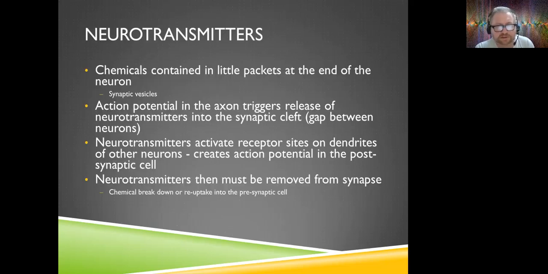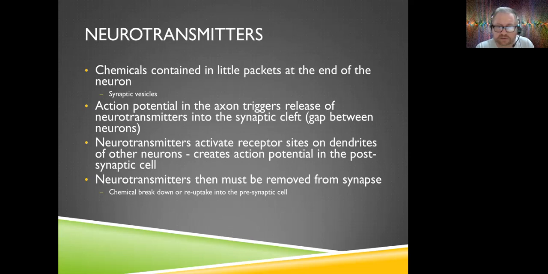So neurotransmitters as described here are chemicals that are contained in little packets called synaptic vesicles. You might think of them as little bubbles, right? Little bubbles that contain molecules of neurotransmitters. And what's going to happen is that as the action potential travels down the axon, when it reaches the tip of the axon, it's going to cause these synaptic vesicles, these bubbles of neurotransmitter, to bind to the cell membrane and dump the molecule into the synapse. Specifically as labeled here, the synaptic cleft, the actual gap between the neurons.